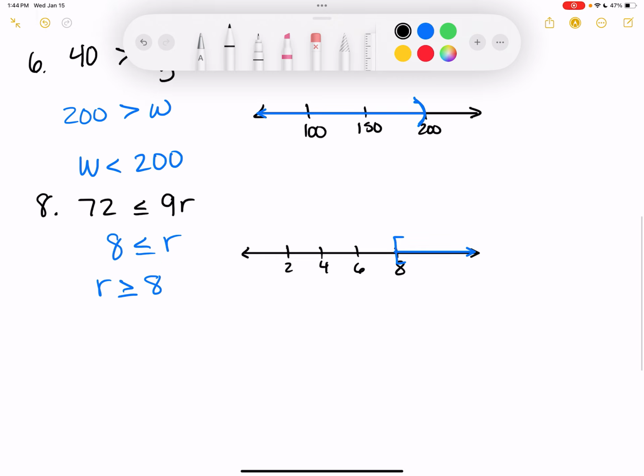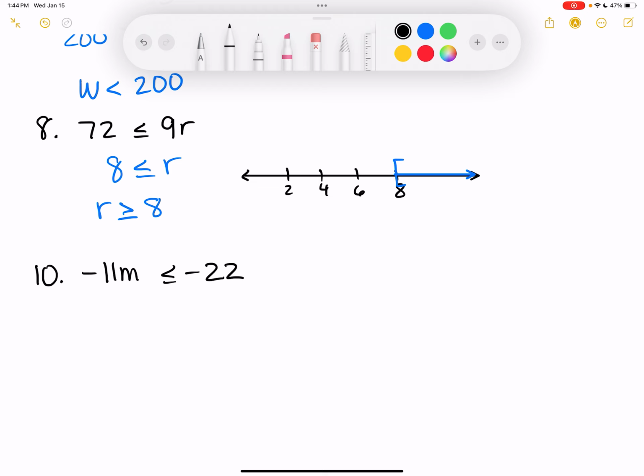Okay, let's focus back. Number 10, negative 11m is less than or equal to negative 22. What do I need to do to get m by itself? Divide. And what do I get when I do that? M is greater than or equal to 2. Yep. So we divided by a negative. I think this was the first one we've divided by a negative, so we needed to flip the inequality. So it became greater than or equal to, and then negative 22 divided by negative 11 is positive 2.